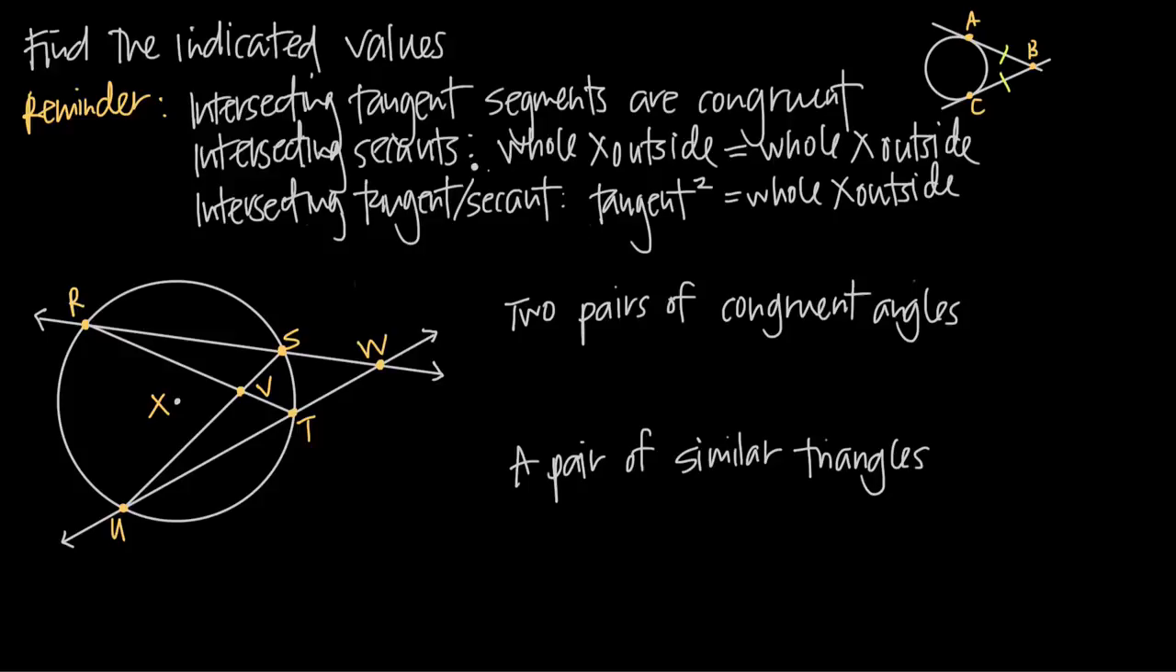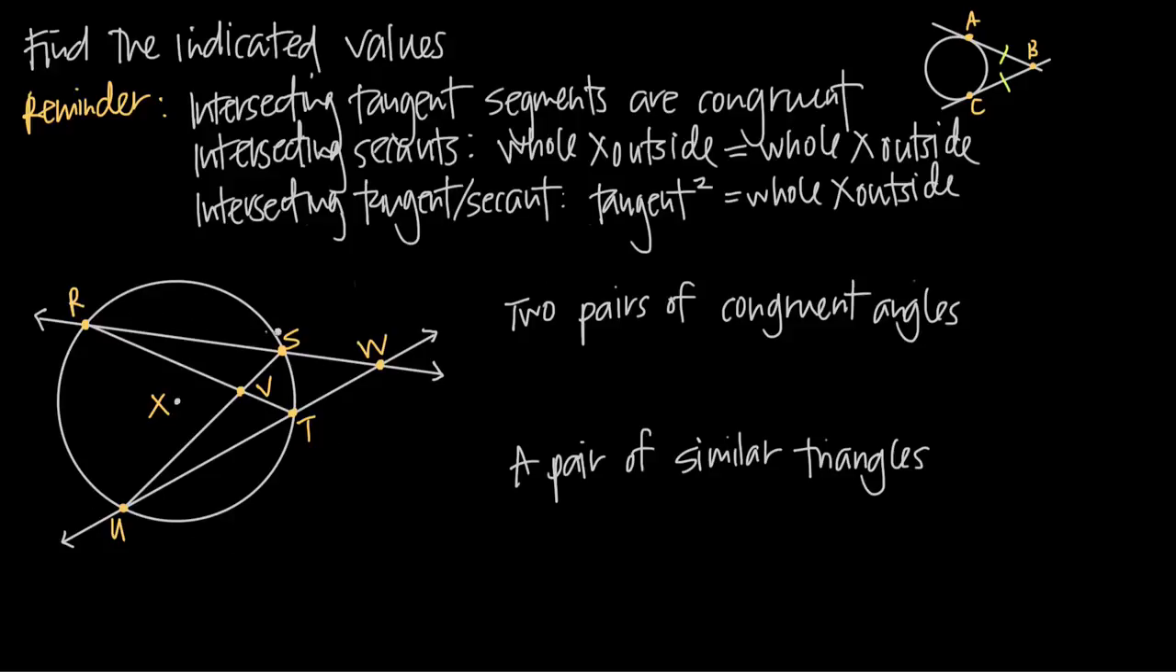We also know that when we have two intersecting secant lines, the product of the length of the secant line inside the circle and the length of the secant line outside the circle is going to be equal to the same product for the other secant line. So that's like this example down here.